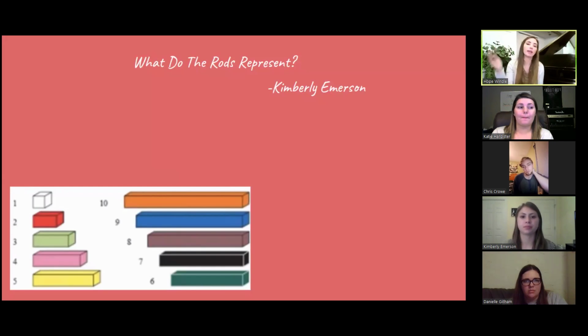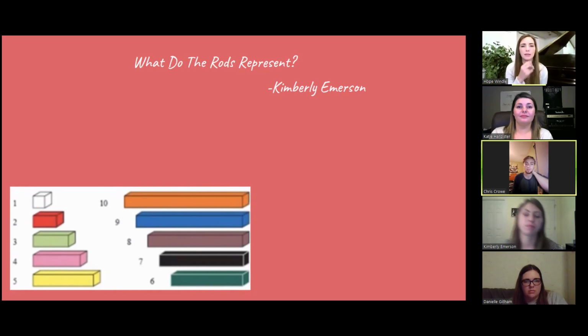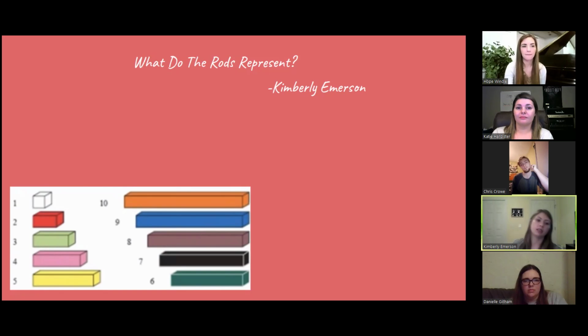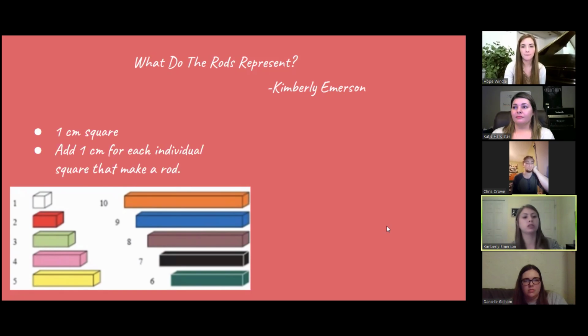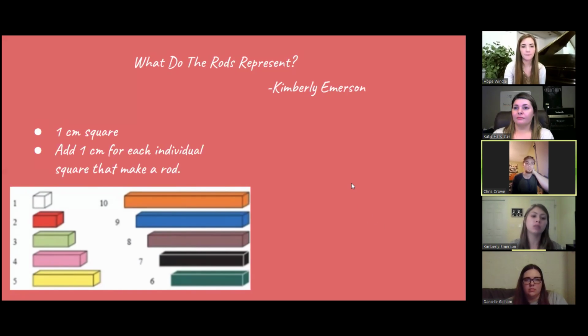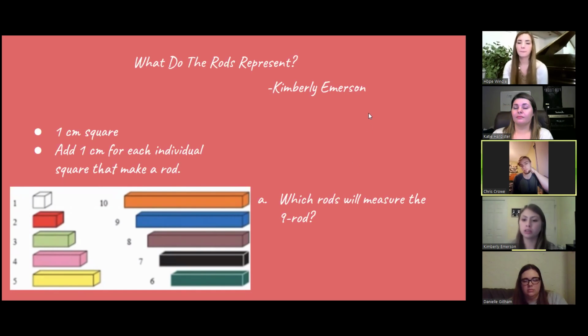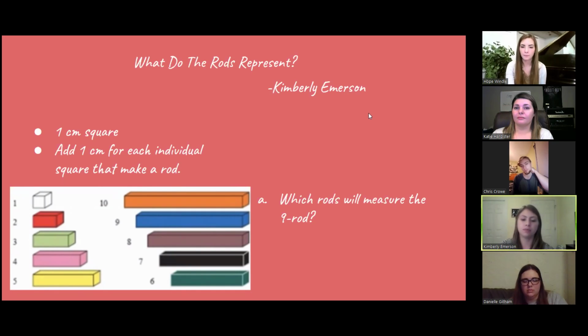So now that we've learned about casting out nines, we're going to learn about how to use measuring rods. And Kimberly, can you tell me what these rods represent? Okay, so the rods represent 1 centimeter squared each. So you'll add 1 centimeter for each individual square that makes up the rod. So let's look at a problem, and I can explain that a little bit. So which rods measure up to the 9 rod?